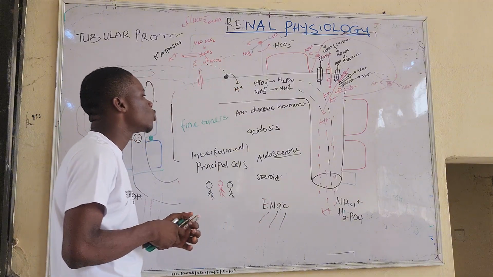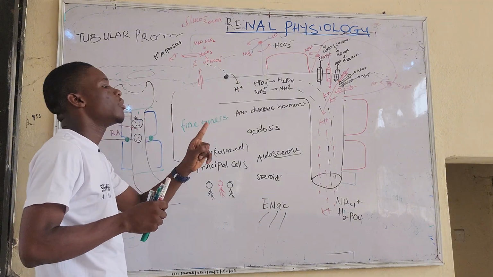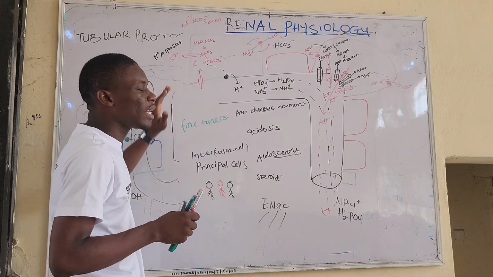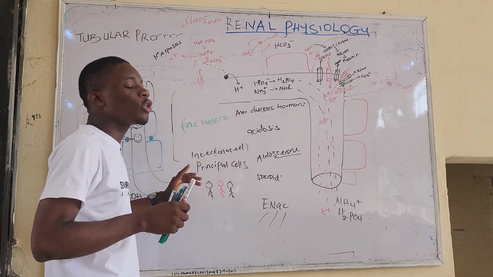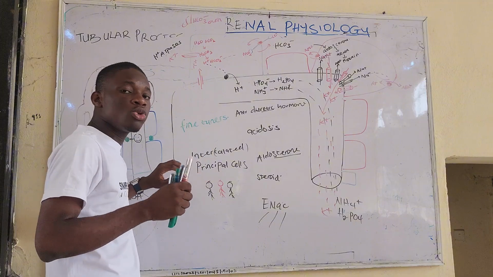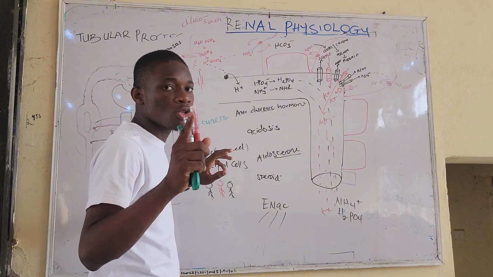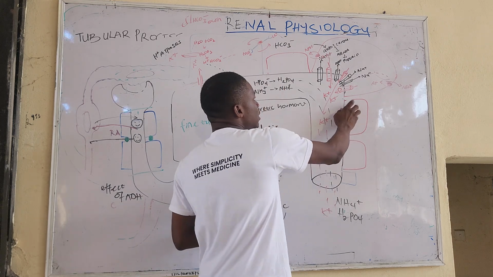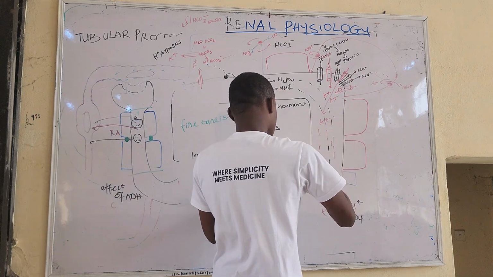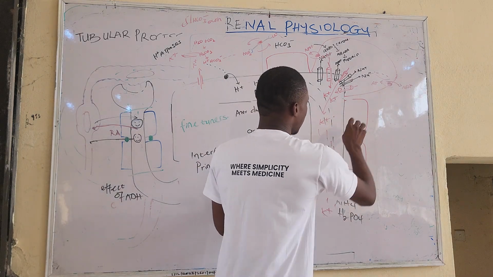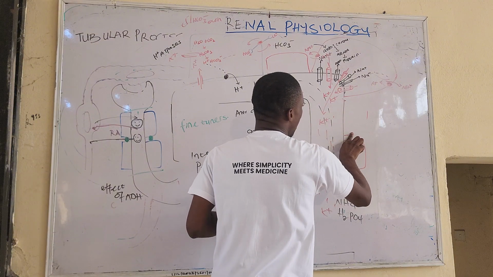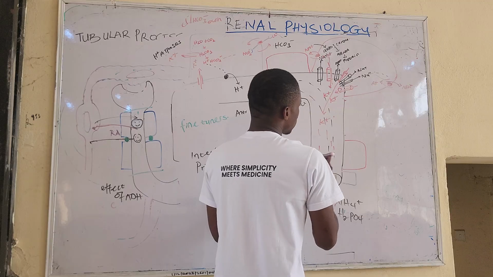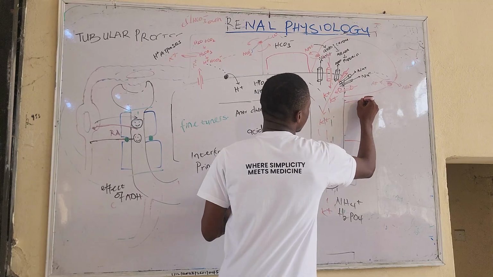I also forgot to tell you that water is reabsorbed. All those parts I was explaining in the PCT and the thin descending loop of Henle, water is reabsorbed using aquaporin 1, yes, aquaporin 1 protein. So let's look at this principal cell. How does ADH act on the principal cell? Let's make it bigger too.